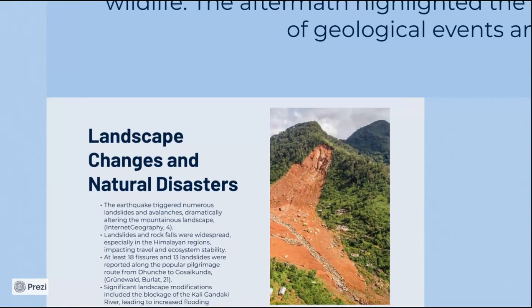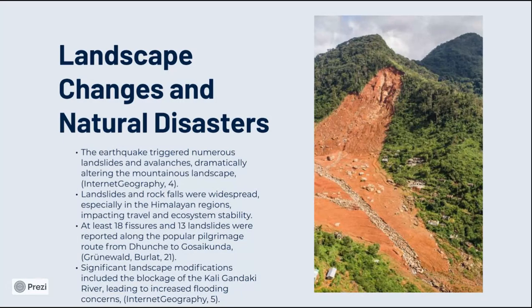Environmental impacts. Landscape changes and natural disasters. Landslides and rockfalls were widespread, particularly in mountainous areas. At least 18 fissures and 13 landslides were observed on the popular pilgrimage trail from Dunche to Rosagandu. The Kalai Ganaki River was blocked by a landslide, leading to evacuations due to increased flooding risk. Avalanches on Mount Everest killed at least 19 people and affected the mountain's topography.